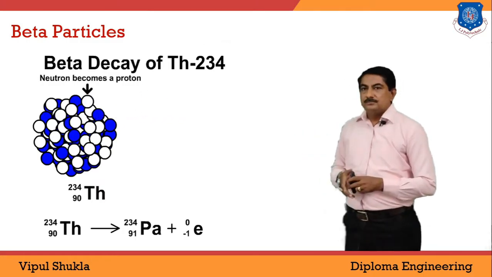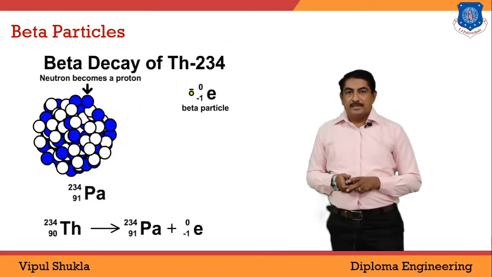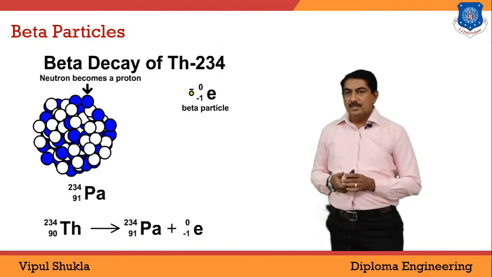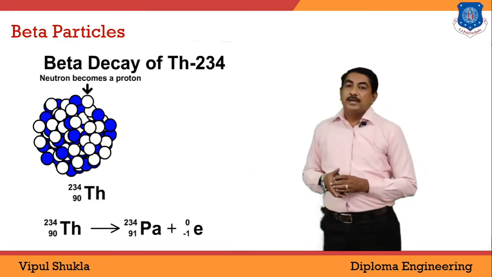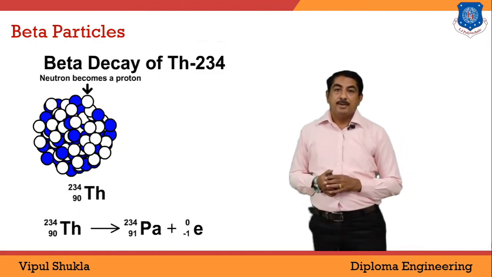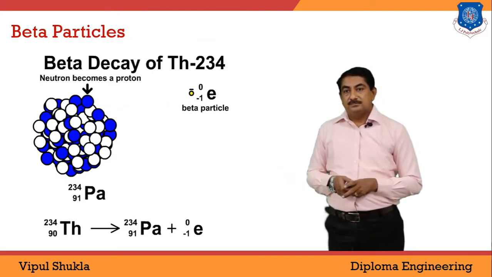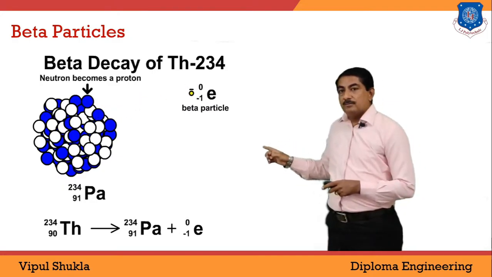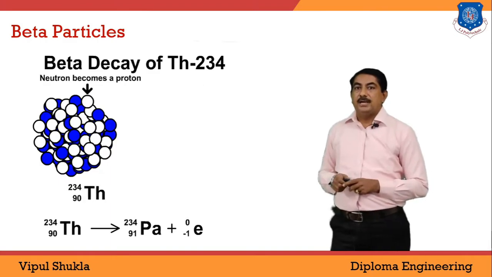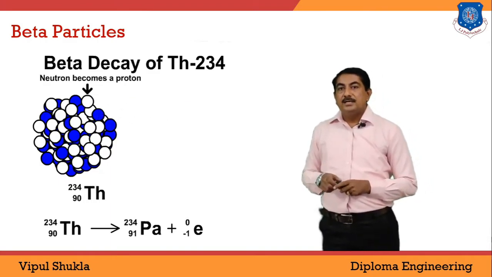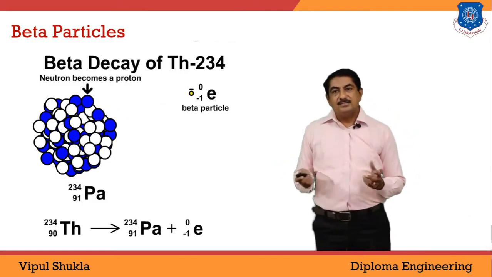Look at this animation in which the element thorium undergoes emission of beta particles, a decay process. Here we will get a new nucleus. It is known as protactinium. Protactinium is a member of the actinium series, which is a natural radioactive series. Look here, there is no change in atomic mass of thorium and protactinium. It is the same, 234, but there is a change in atomic number. The atomic number of thorium is 90, while the atomic number of protactinium is 91.